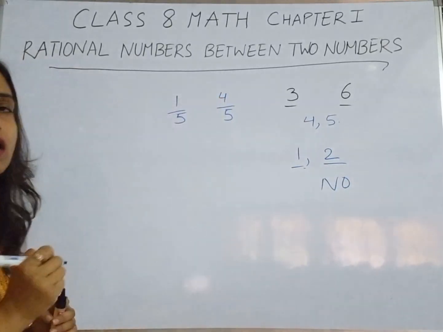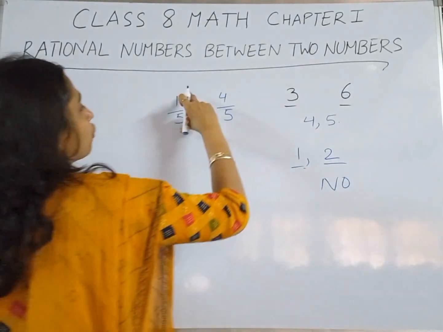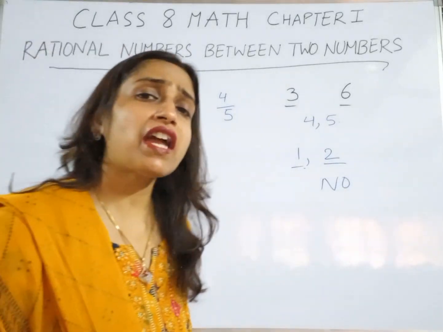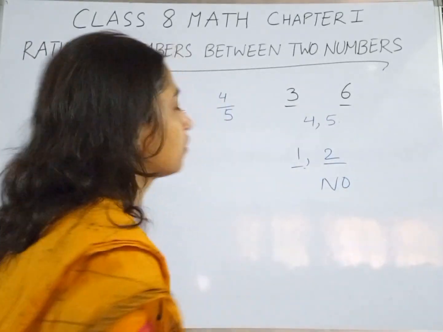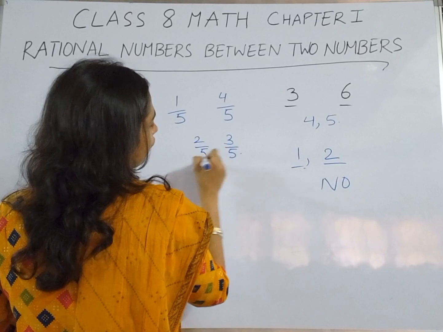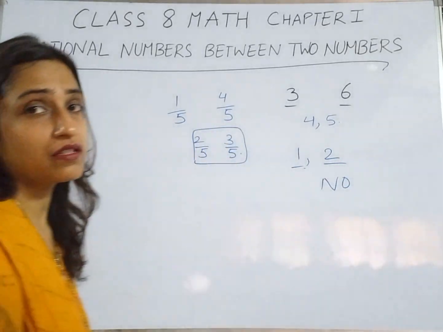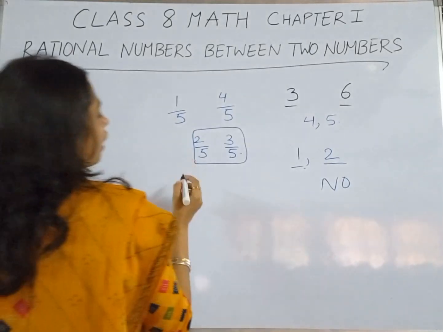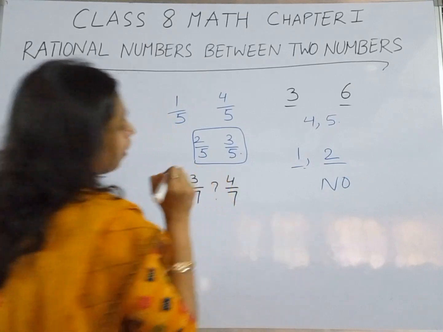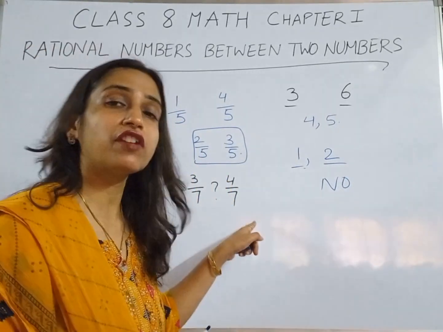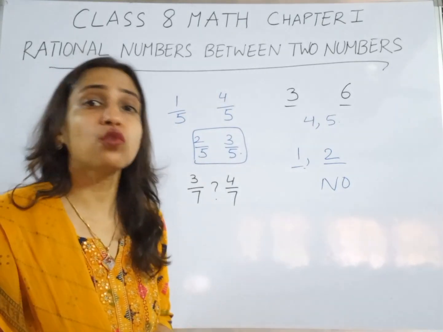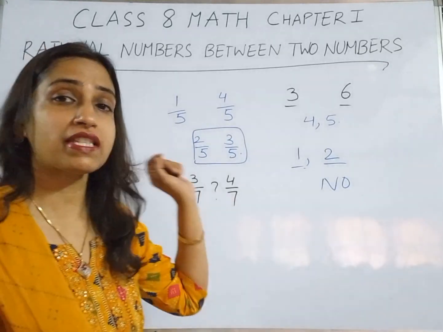Rational numbers are represented in the form of p upon q. So 1 by 5 and 4 by 5 are two rational numbers. How many rational numbers are between these two numbers? 2 by 5 and 3 by 5. Right? We would say that there are two rational numbers. Correct? And if I ask you how many rational numbers are between 3 by 7 and 4 by 7? Is your answer no, that there is no rational number between 3 by 7 and 4 by 7?